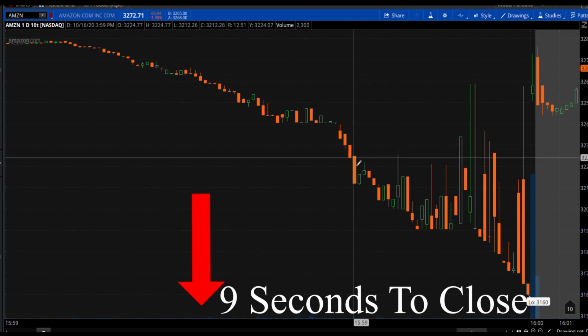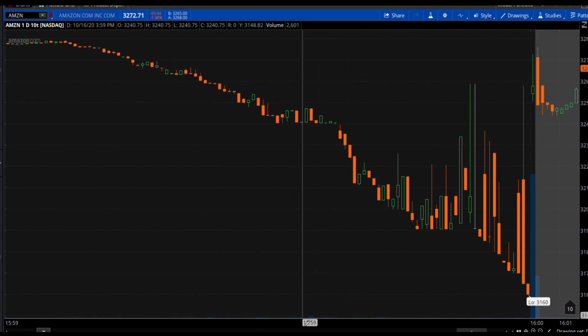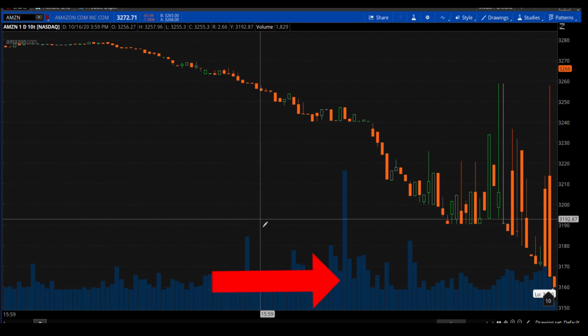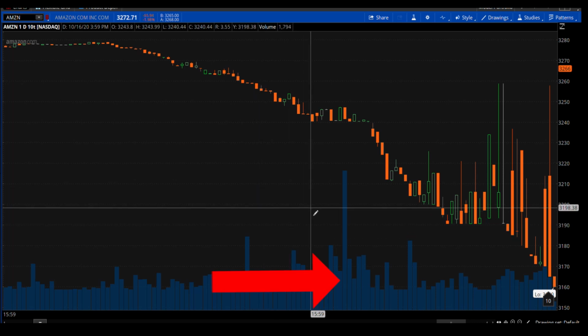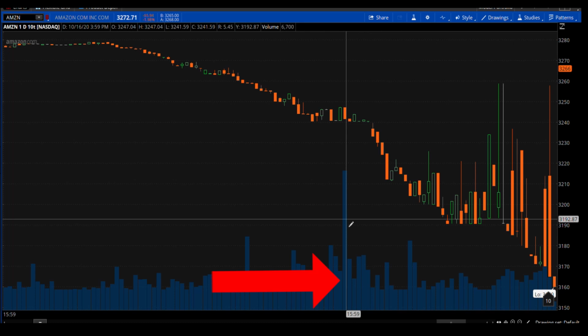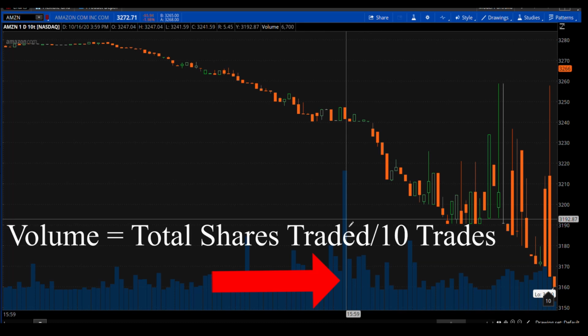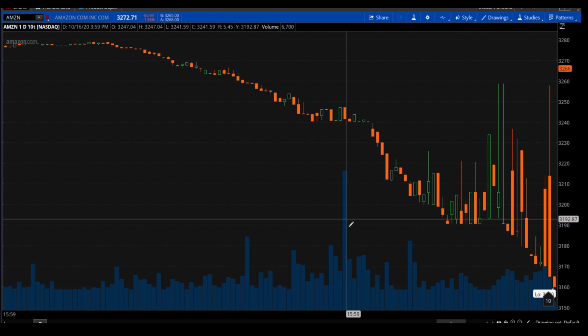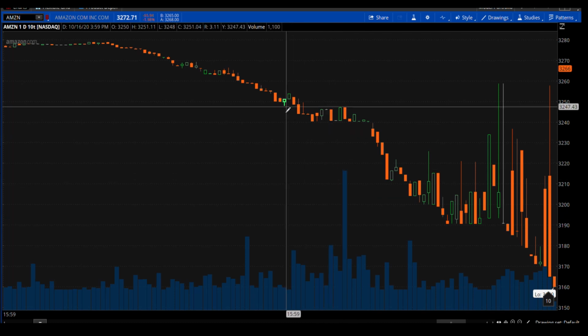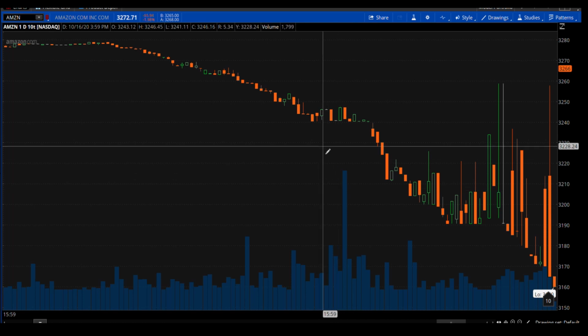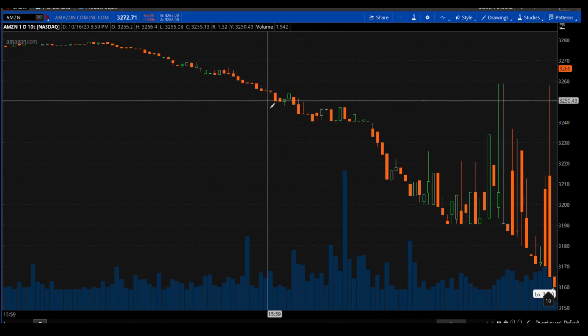So let's look at what's happening here. Down here is the volumes. Now this is perfect. Now we can actually see the volume because the scaling has changed, and it's ignoring that last bar where the volume was right on the close. So now we can see where the volume picks up as we're dropping and going all the way down to 3160. Very cool, man.